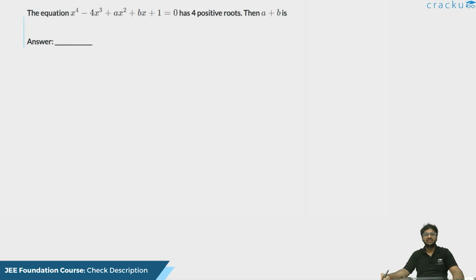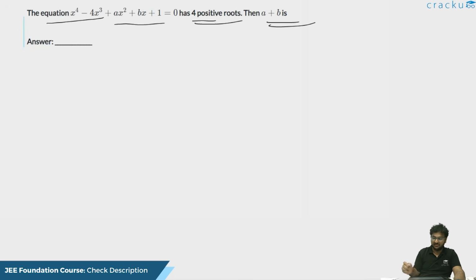Hi everyone, let us look at this question. The question says that the equation x to the power 4 minus 4x cube plus ax square plus bx plus 1 equal to 0 has 4 positive roots. Then a plus b is equal to? See, this is a very interesting question.